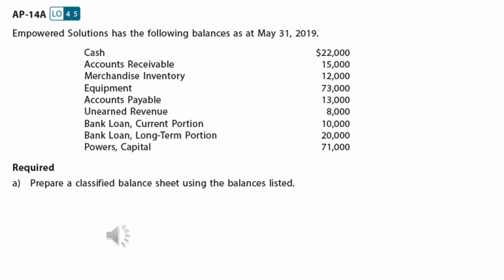All right, here we are, Chapter 6, Question 14a. So we have this organization called Empowered Solutions. They have the following balance as of May 31st, 2019, as presented on screen: cash, AR, etc. In the first step, we're asked to prepare a classified balance sheet using those balances, and then following that, we are asked to calculate three various ratios.